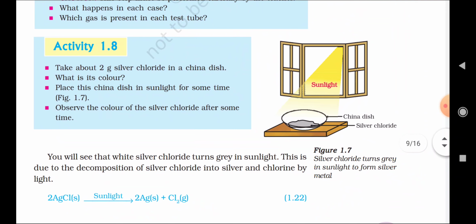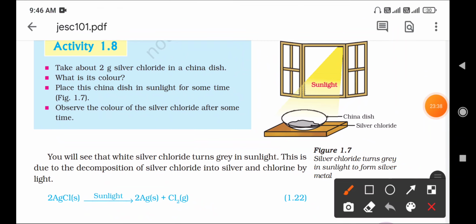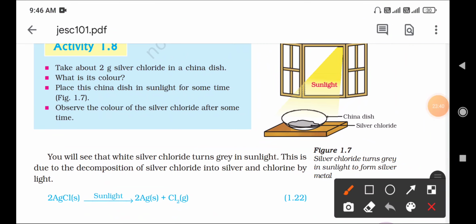Next, activity 1.8. So take about 2 gram of silver chloride. Again, in activity 1.8 we have taken silver chloride in a china dish. This is called the china dish. What is its color? Place this china dish in sunlight for some time. Observe the color of the silver chloride after some time.